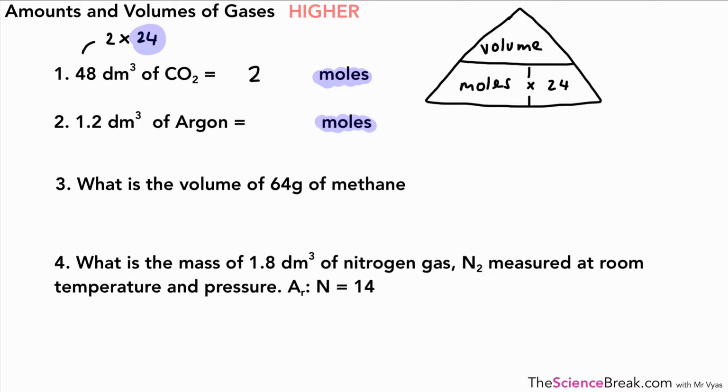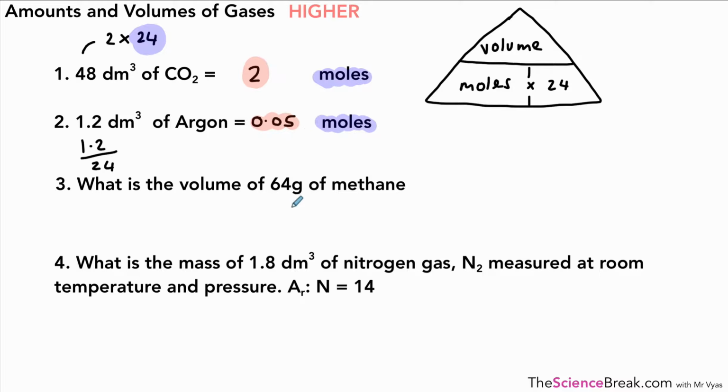So we're trying to work out the number of moles. So that's just volume divided by 24. Our volume is 1.2 decimeters cubed, as given in the question. We divide that by 24 and we get an answer of 0.05 moles. There's our first two answers, working out moles.